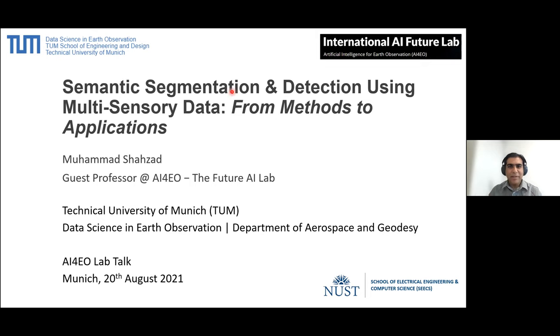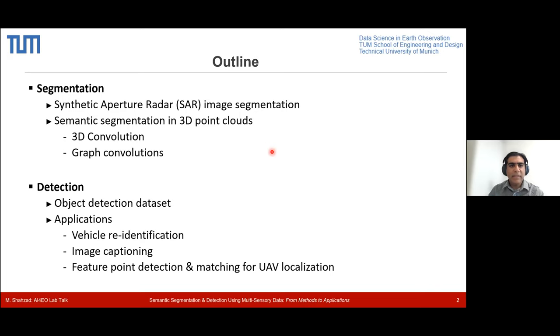The work will be centered around segmentation and detection, but with different applications. Primarily, I'm going to talk about the segmentation and detection problem, along with applications in varying fields with different kinds of data as input. In segmentation, I'm particularly going to talk about radar image segmentation and 3D point cloud segmentation. I'll explain two different kinds of methods to do the segmentation in 3D point clouds. And in detection, I will focus on three major applications: vehicle identification, image captioning, and feature point detection.